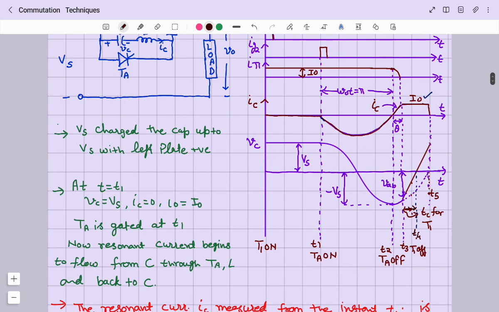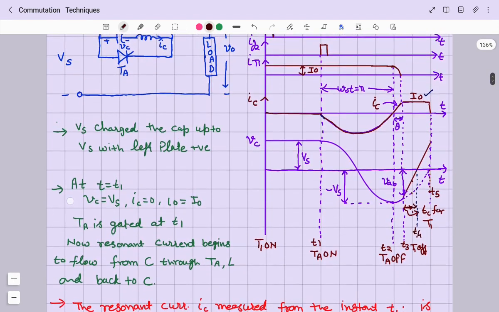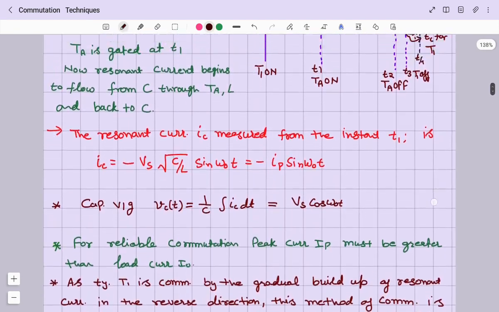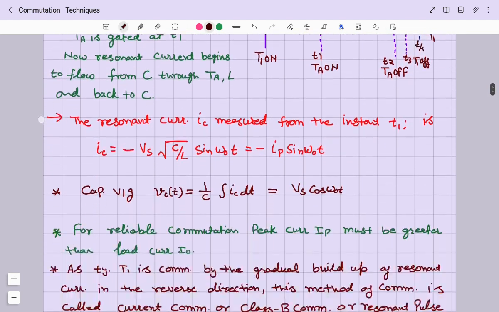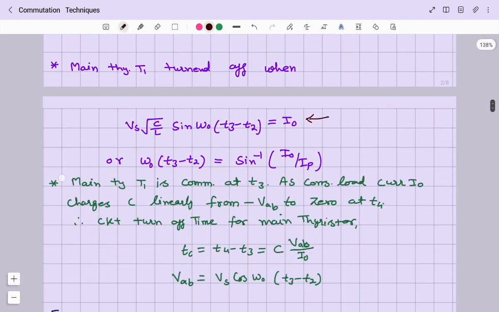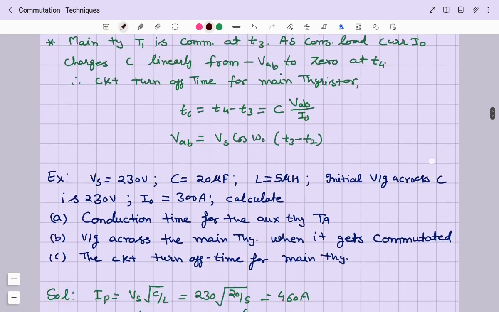T3 minus T2 is the time when current starts decaying from I0 to 0, and pi root LC is the time which is required to flow this resonant current. So total time is pi root LC plus T3 minus T2, right? So this is the time which is required.